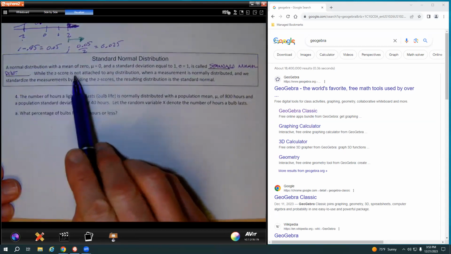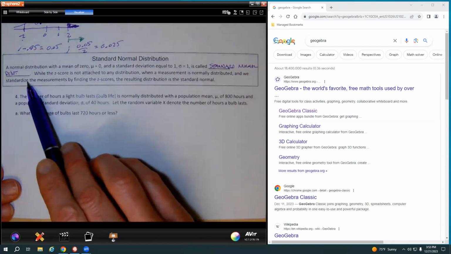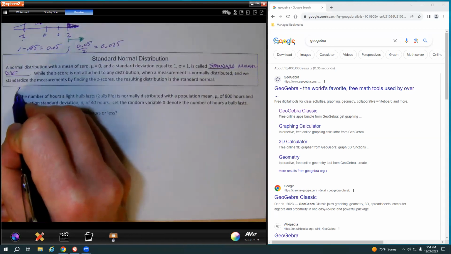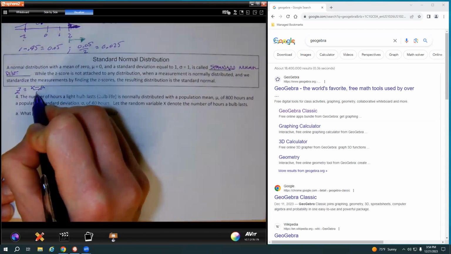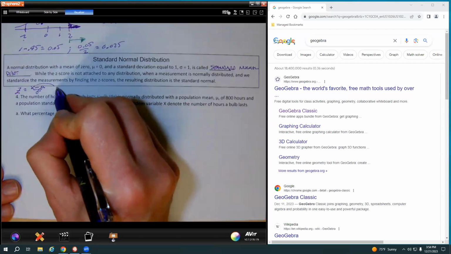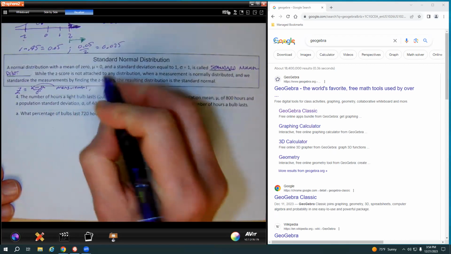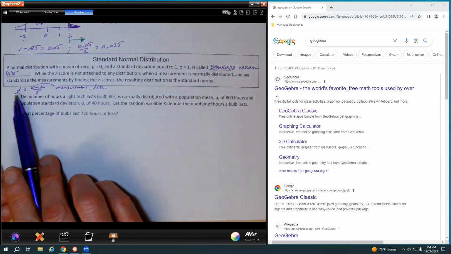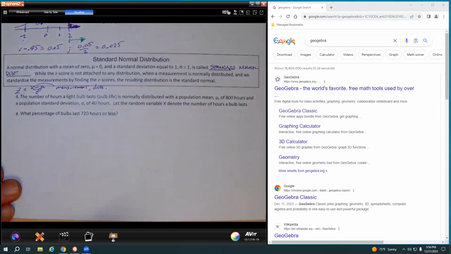Now, the z-score is not attached to any distribution. When a measurement is normally distributed and we standardize it, using what? Using this formula, the z-score formula, where x is my measurement. Again, this is my measurement, the x, meaning from data. Then we have standardized it. And all this value tells us is how many standard deviations my value is away from the mean. That's all this thing does.